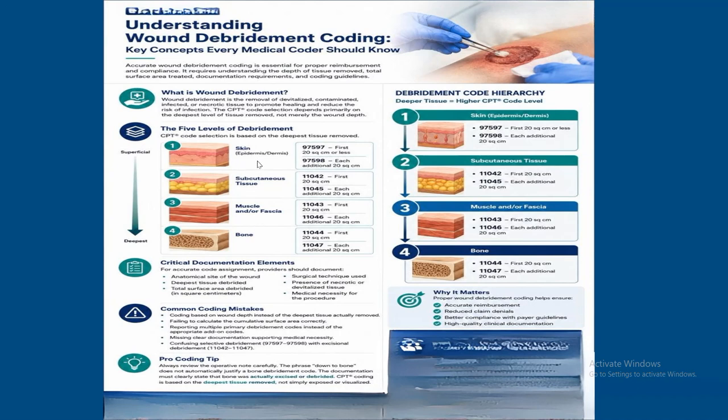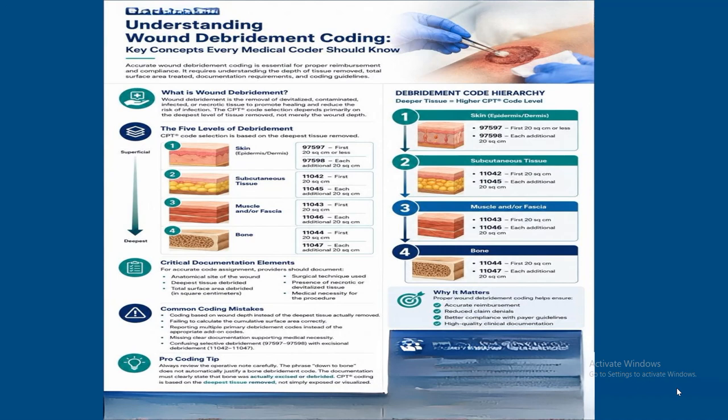But for skin level debridement, we need to use 97000 series codes. So 97597 for the first 20 square centimeters or less, 97598 for each additional 20 square centimeters or less. So basically, what is the key thing here? Whenever the physician performs debridement of skin level layers like epidermis plus dermis, we need to use codes from the 97000 series.